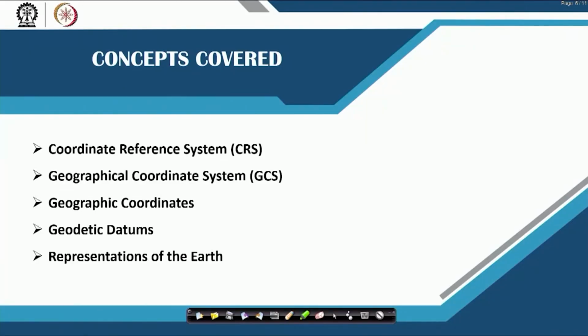This lecture is divided into some concepts like the coordinate reference system, which is also called CRS. Then we look at the geographical coordinate system, or GCS in simpler terms. Then geographic coordinates. What do you mean by geographic coordinates? Geodetic datum. Then representation of the earth. We'll cover all of these topics in this particular lecture.